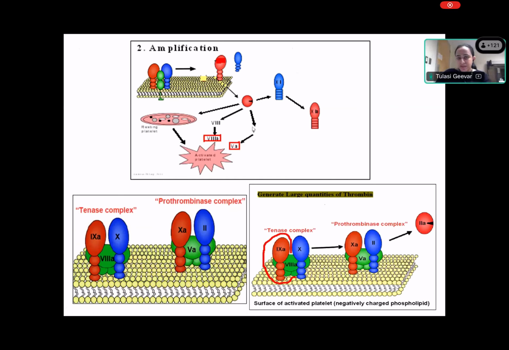Now, this is a very important step. As a result, it leads to the formation of 2 important complexes. The 10A's complex, as the name indicates, causes activation of 10 to 10A, and it is formed by the activated factor 8 and the activated factor 9, which is activated in the initiation step, if you remember, and this in turn can convert 10 to 10A.